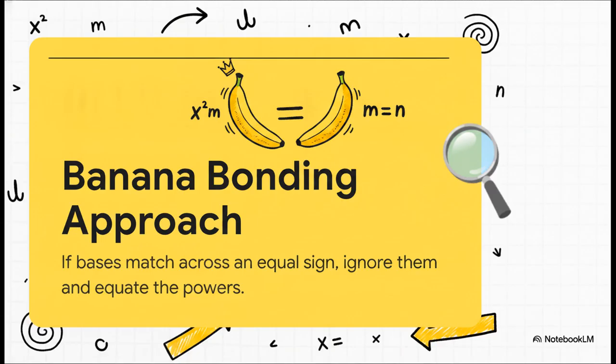If x to the power of m equals x to the power of n, then guess what? m must equal n. It is incredibly straightforward. If the bases on both sides of the equal sign match perfectly, you can just pretend they aren't there. Drop the bases entirely and directly equate the powers to find your missing x or y. Let me tell you, this trick saves so much precious time in competitive exams where every single second counts.